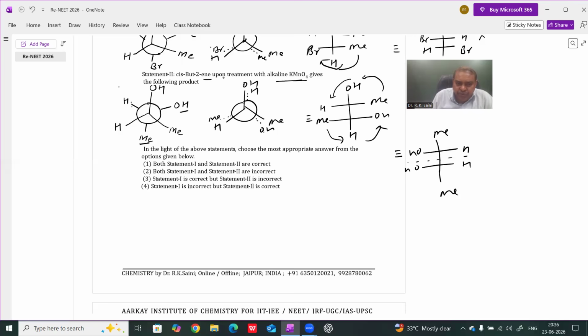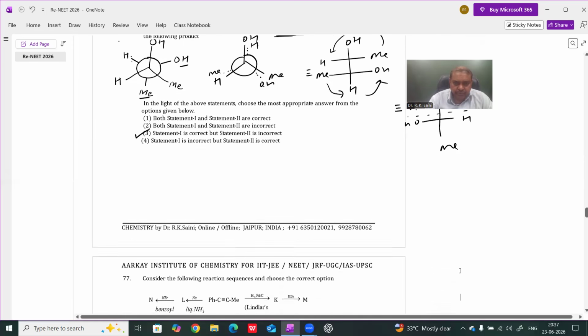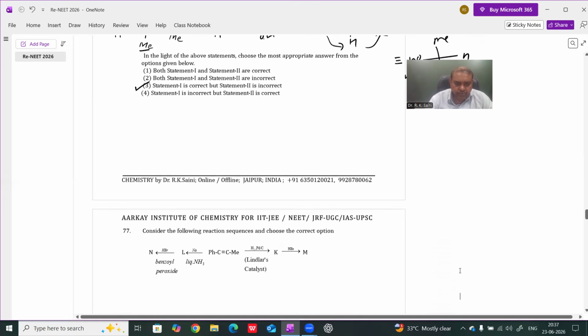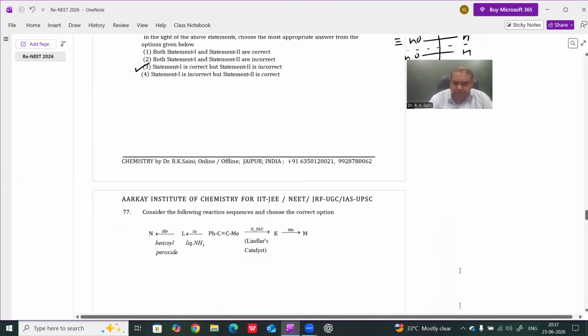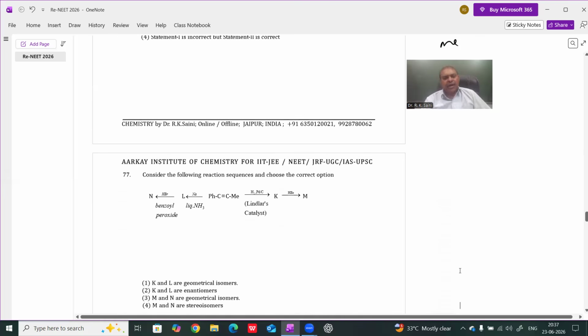Statement second: cis-2-butene treated with alkaline KMnO4, it is Baeyer's reagent, and hence syn addition takes place. Statement first is incorrect and second is correct. Option third is the answer. Next question, a very important question taken from hydrocarbons.